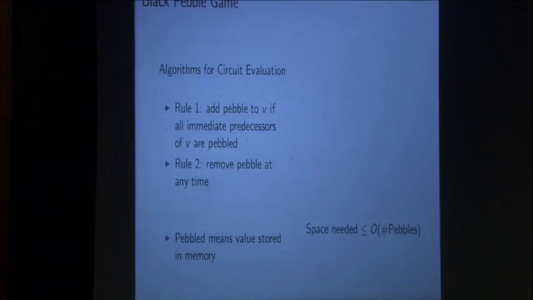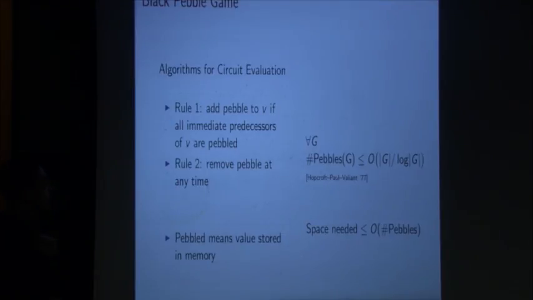Any pebbling strategy is going to give you a space-efficient algorithm to evaluate the circuit, where the amount of space you need scales with the number of pebbles you used in the pebble game. And by classical results, for any directed graph of bounded in-degree, the number of pebbles you need to put a pebble on the sink node doesn't scale with the size of the graph. It scales with the size of the graph divided by the logarithm of the size of the graph. So you get a saving of log of the size of the graph.